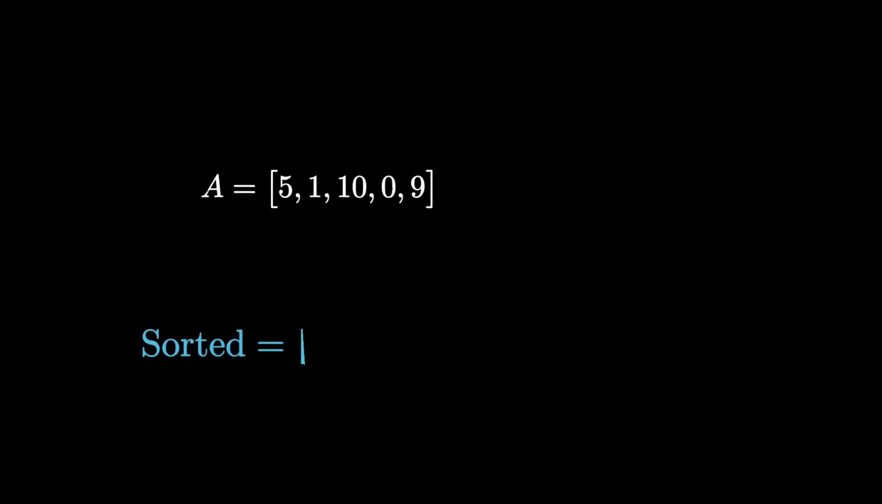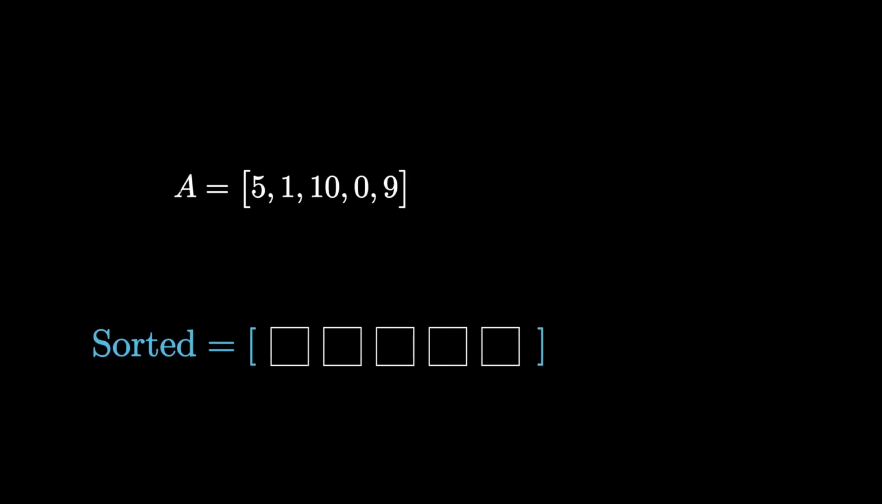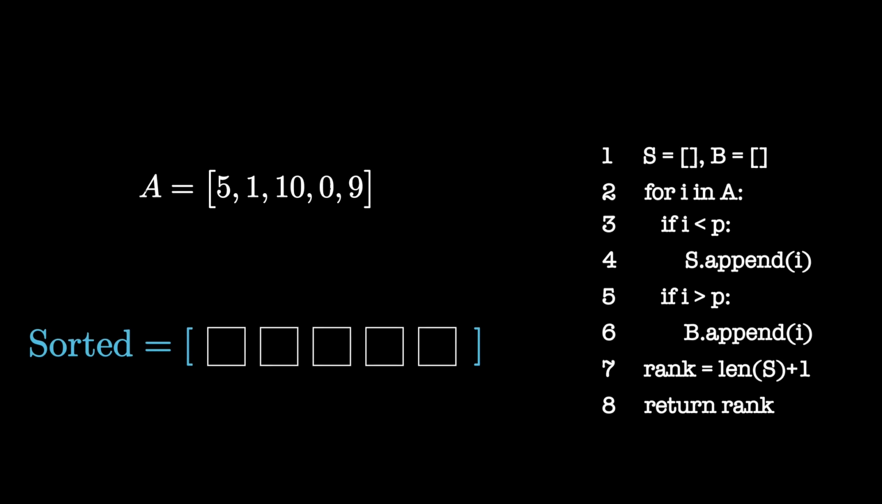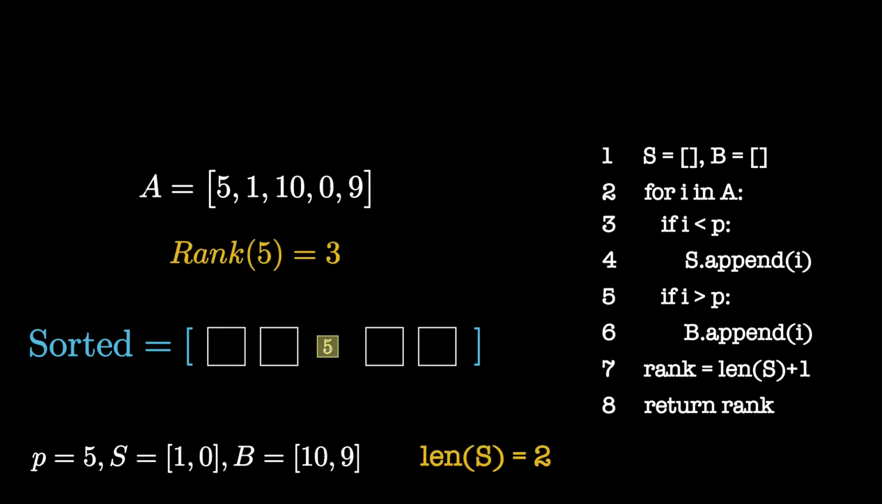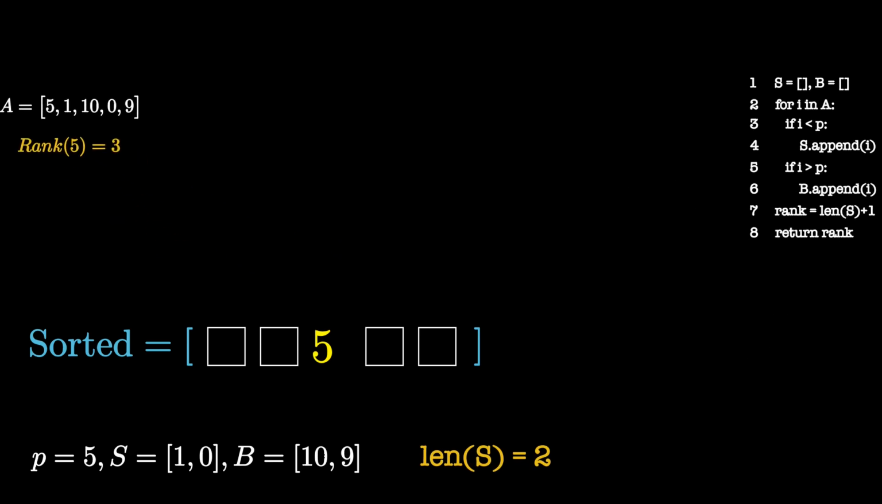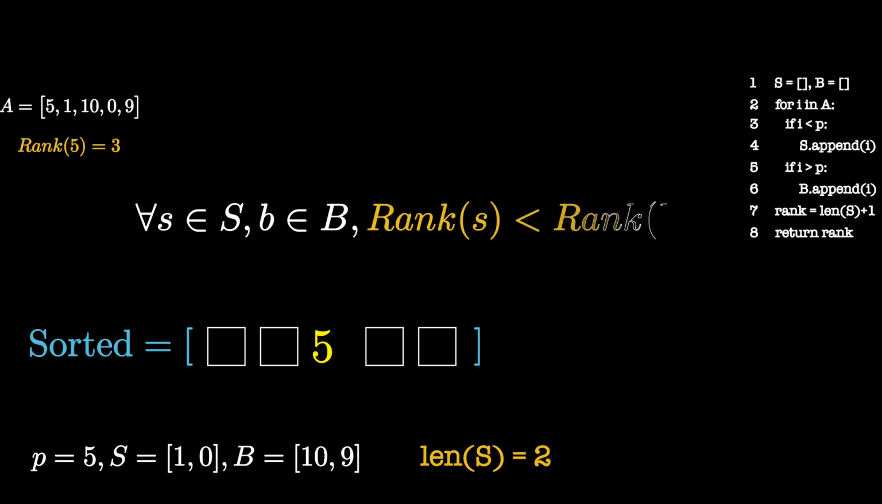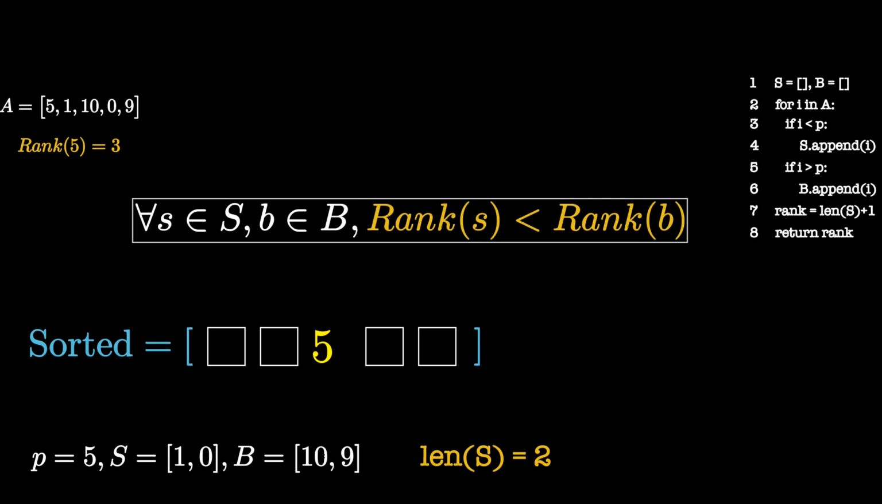Let's have a look at how we are performing sorting on our favorite list to see if there is something we can improve on. Remember, our goal is to reduce the number of comparisons. Well, we compute the rank of 5, keep smaller elements in S and larger elements in B, and that gives us the rank or the position of 5 in the sorted list. Here is a simple but very crucial fact about the elements in S and B. The rank of every element in S is smaller than the rank of every element in B.